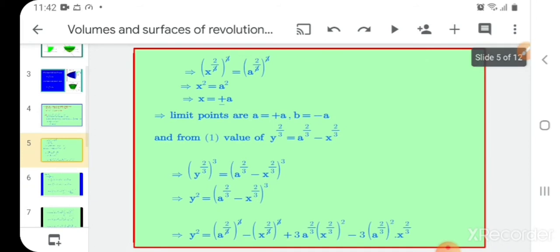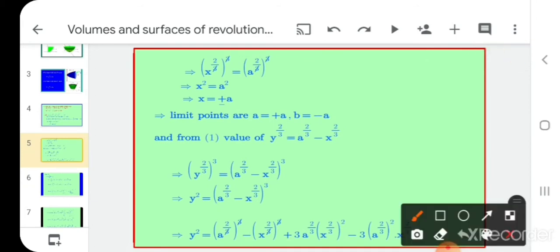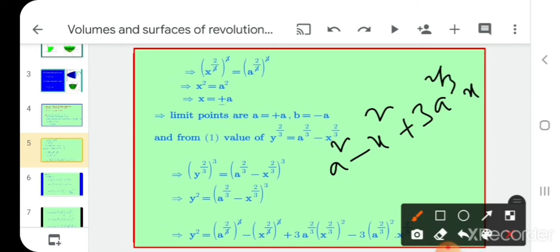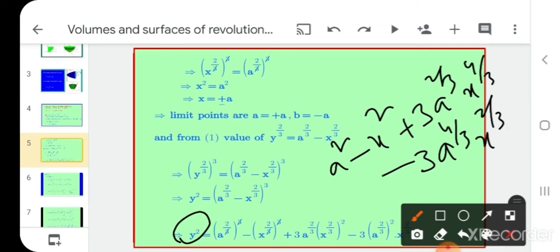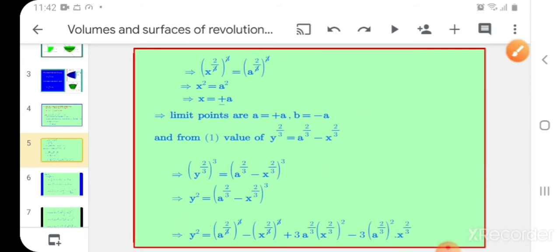Okay, this is the value of y square. What is the y square value? a square minus x square plus 3a power 2 by 3 x power 4 by 3 minus 3a power 4 by 3 x power 2 by 3. Now we get the y square value and the limit values. So I write the formula of volume.